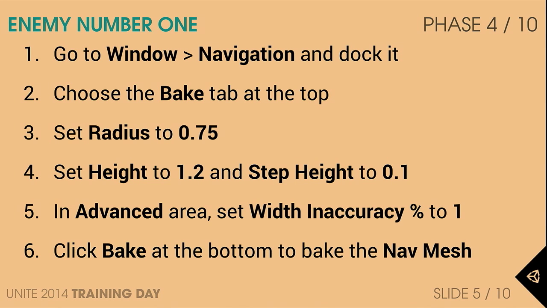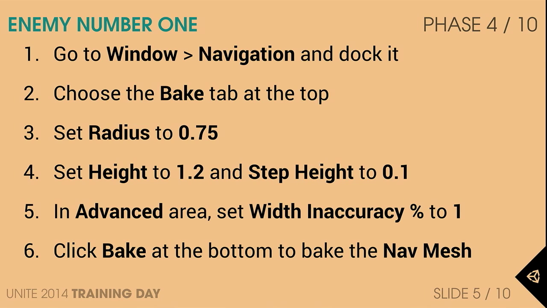Just to reiterate the settings for the nav mesh. Radius was 0.75, the height was 1.2, step height was 0.1, and expand the advanced area. It is there, as it turns out. Set the width inaccuracy percentage to 1. Drag the slider all the way to the left and click bake at the bottom.